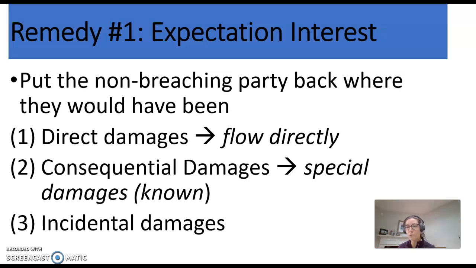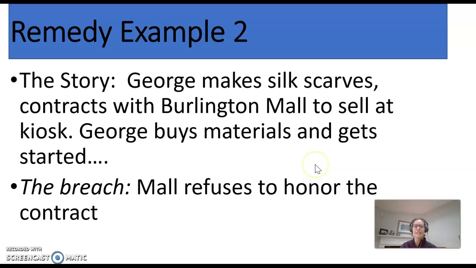So had RENA performed, the company would have been out $3 million for their contract only. There's that calculation for the direct damages. They would have had a successful contract with the musician. That's your special damages. And they would not have had to spend airfare and hotel and extra time finding a new actress. There's your incidental damages. So this is remedy example number one. But how would we take expectation interest and apply it here to remedy example number two?